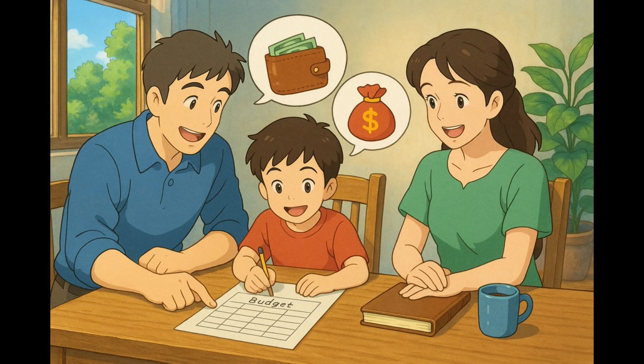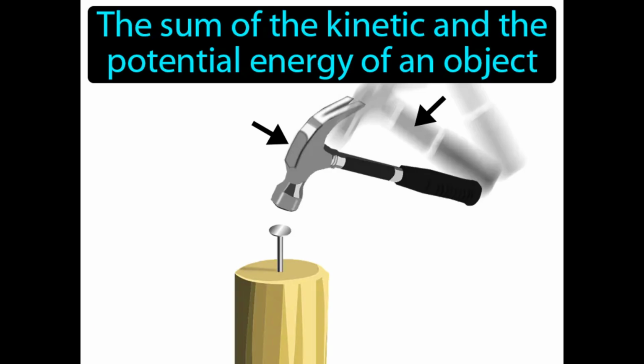Imagine you're trying to balance your monthly budget between spending and saving. This is similar to how mechanical energy works, as it combines two different forms: kinetic energy, like your immediate spending, and potential energy, like your savings. Just as you need to manage both your expenses and savings to maintain financial stability, mechanical energy is the sum of an object's kinetic energy, its motion, and potential energy, its stored energy, ensuring the total energy remains constant in a system.